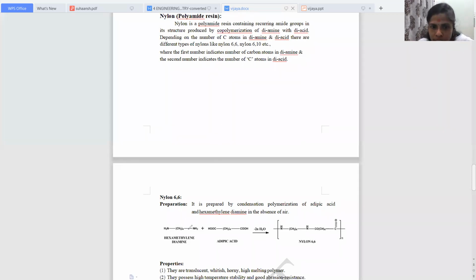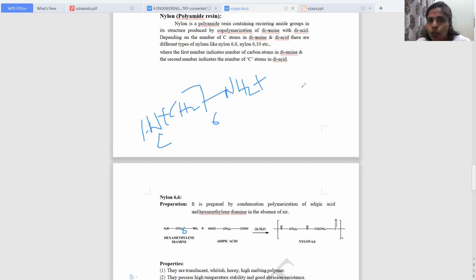Here there is a small mistake: it should be CH2 6, not CH2 4. Hexamethylene: methylene means CH2, hexa means 6, and amine means NH2, so diamine means two NH2 groups. This is hexamethylene diamine. And adipic acid is also called tetramethylene dicarboxylic acid. You know what methylene is? CH2.